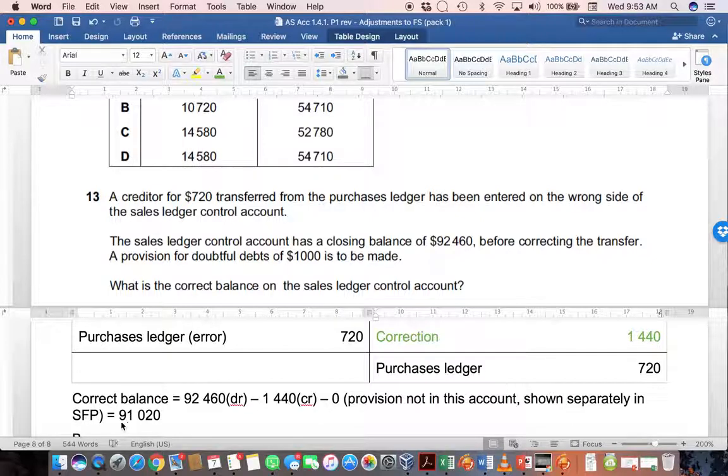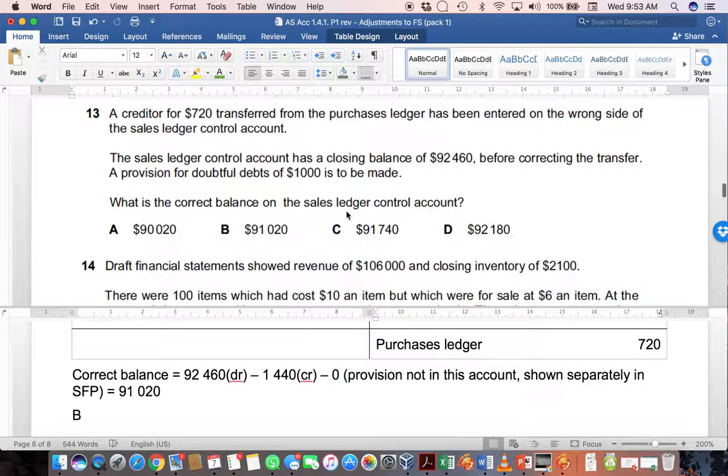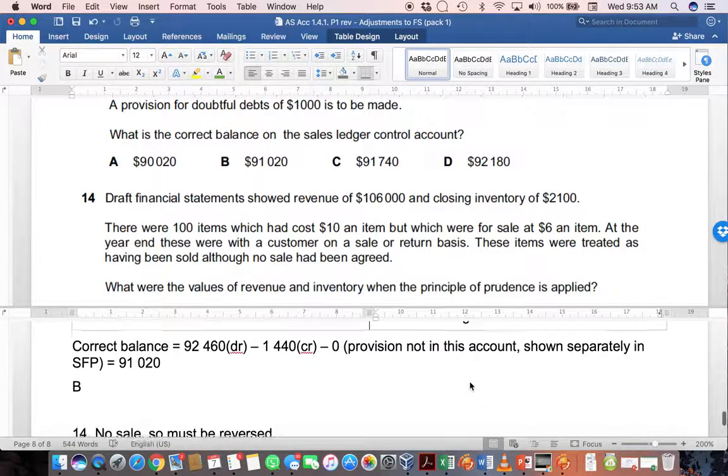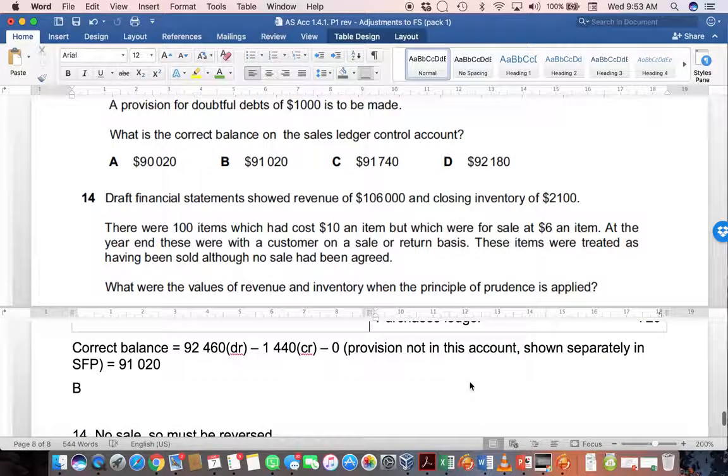So therefore, my correct balance should be 91020, or answer B. Number 14. Draft financial statements showed revenue of $106,000 and closing inventory of $2,100. There were 100 items which had cost $10 an item, but which were for sale at $6 an item.